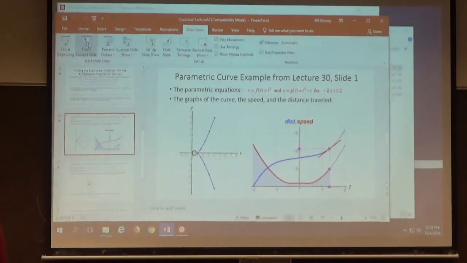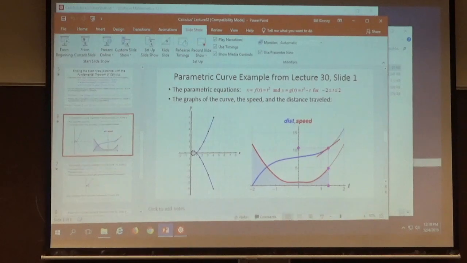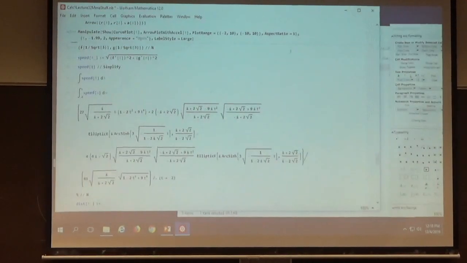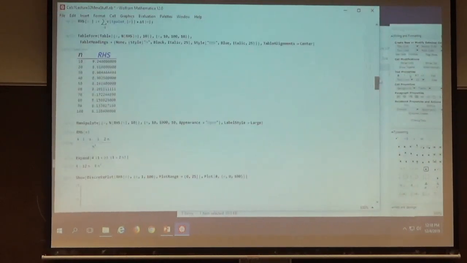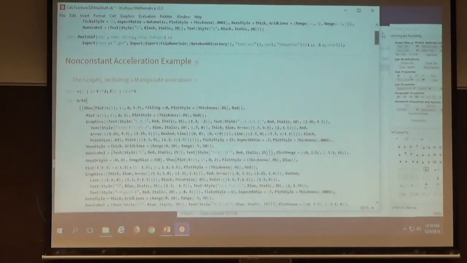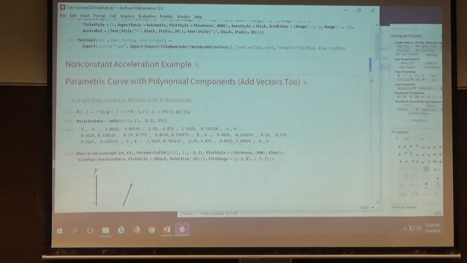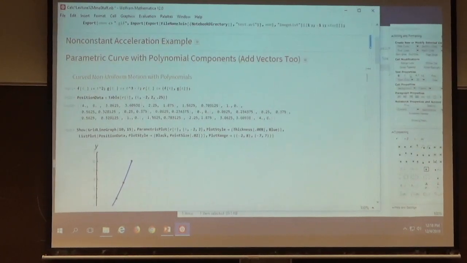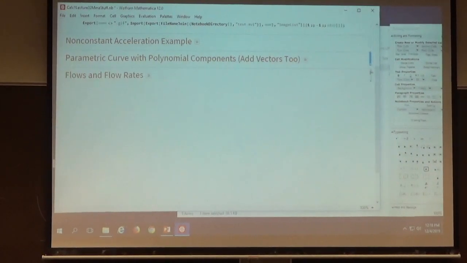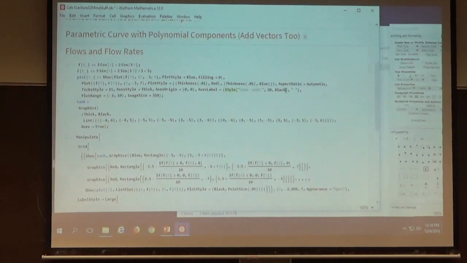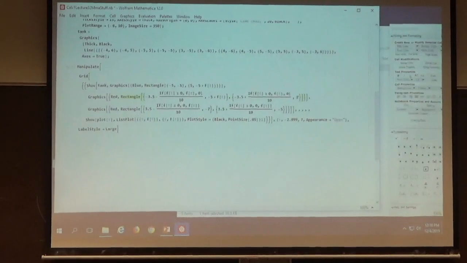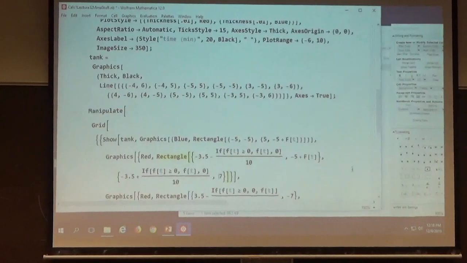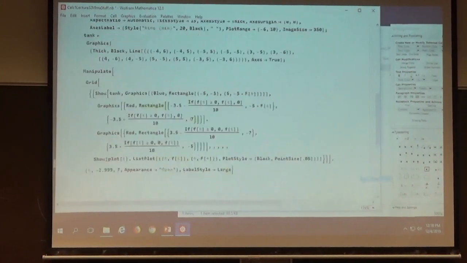Last thing I want to show you today, that was the final slide, is just a Mathematica animation to introduce the idea of applying this stuff to flows and flow rates. And I think we can get a little introduction on this in 2 minutes. This is going to remind you of lecture 1 a little bit, except I'm not making the picture three-dimensional.